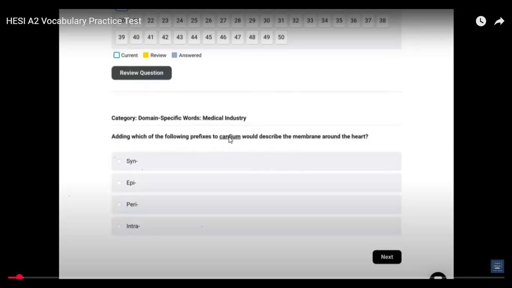In this one, we have the root of the word, which is underlined, cardium, and over here, the last three words are the context clue, membrane around the heart. Now, the context clue may not seem important, but it's vitally important in being able to master the vocabulary section, because this context clue is actually the definition of the prefix. It's a general definition of the prefix. So if they're asking you which of the following prefixes to cardium would describe the membrane around the heart, they're literally giving you the general definition of the prefix that they're asking for.